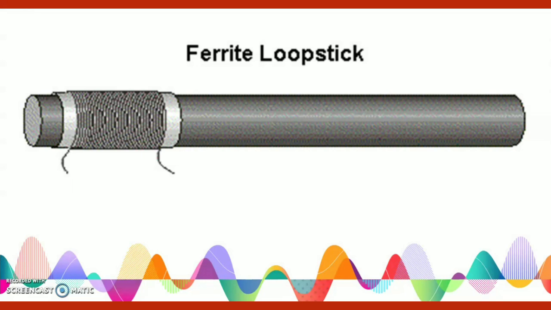So here we have a ferrite loop stick. This is an example of a loop antenna. A ferrite loop stick antenna is used in most AM broadcast radios. The radiation pattern of a small loop antenna has two sharp nulls in opposite directions. Due to their portability and this directional pattern, small loops are used for radio direction finding or RDF to locate radio signal sources.